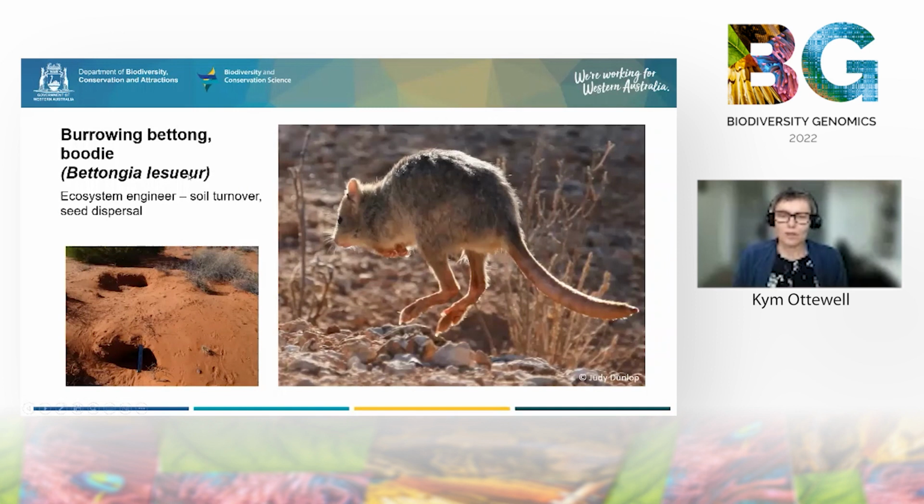Also, although the boodie, the burrowing bettong, is later on the list for translocations, it serves as a really great case study on how we're using genomic information to benchmark genetic diversity across species and to identify genetic restoration targets. We've learned a lot from previous translocations of this species, and we're now incorporating this information into our current translocation practices. So the boodie, as one of only 2 fossorial marsupial species in Australia, is regarded as an ecosystem engineer.